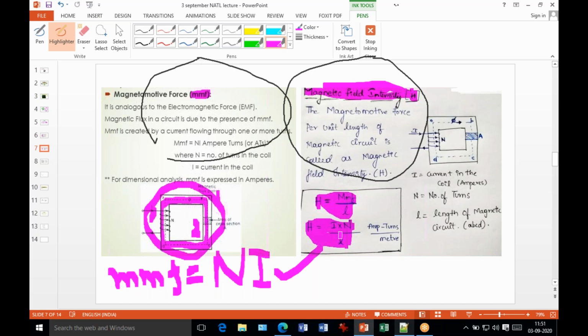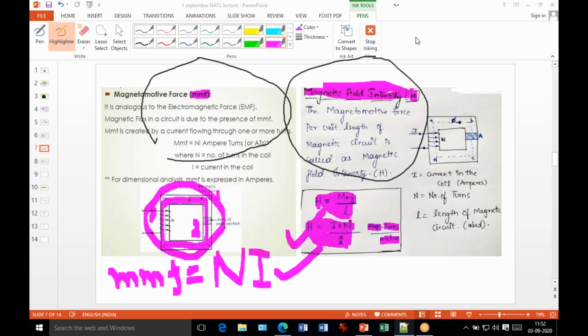Now we are more interested in the units. What is the unit of this magnetic field intensity? You use this formula, which is very helpful to solve for the unit. I is the current, so the unit is ampere, and N is the number of turns, so the unit is turns, and L is the length. So the unit is ampere-turns divided by length. This is the magnetic field intensity.